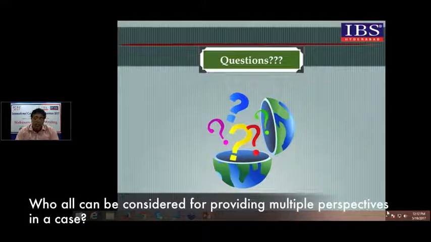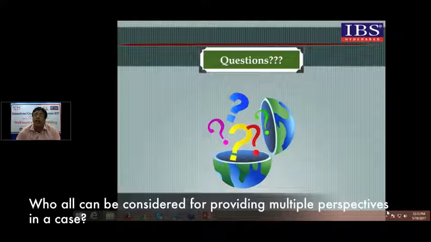Who all can be considered for providing multiple perspectives in a case? Again, a very interesting question. Whose perspectives are you going to take? Now, that will again depend on the case, but if we want to talk generically, if there is a protagonist, his perspective is very important. There may be other members in his team, those people's perspectives are important. The CEO's perspective may be important. The workers, if it deals with workers, those people's perspectives may be important. If it deals with other stakeholders, like even investors, and it is relevant to the case, those may be important.